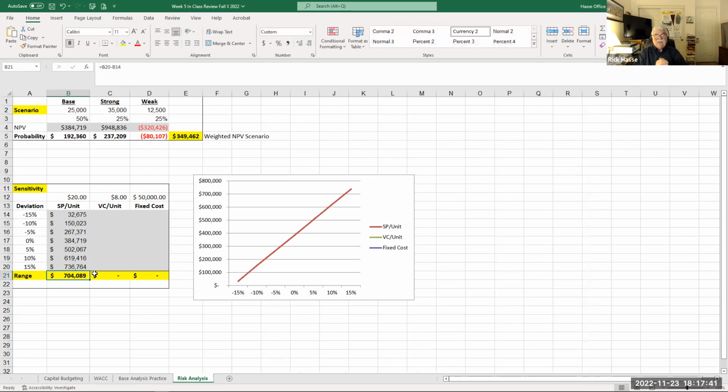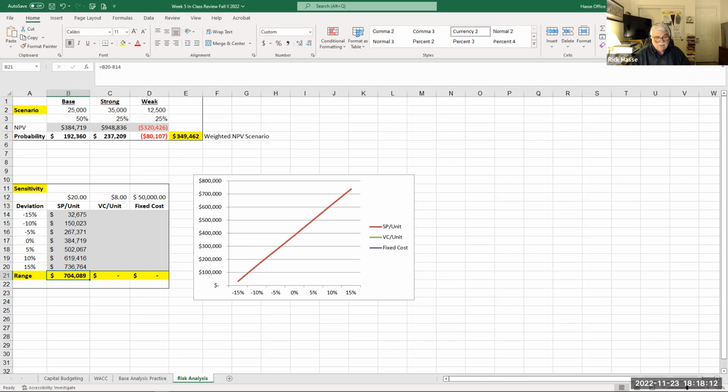And we've just completed the analysis of the sensitivity of different increases or decreases in just independently the selling price per unit. It goes from a low of $32,675 to a high of $736,764 in NPV. That's a range of $704,089. And here's the range here, all the way to the top. And notice it's nice and consistent.